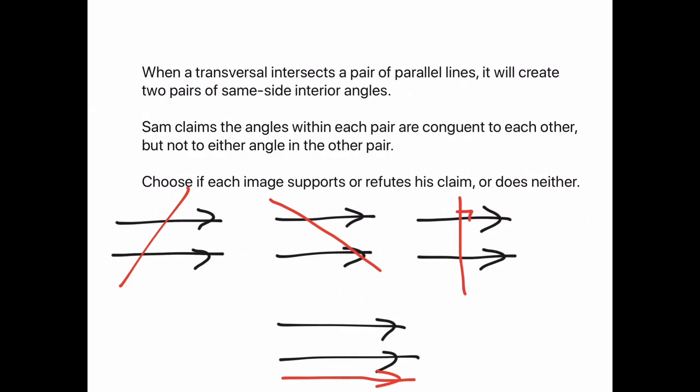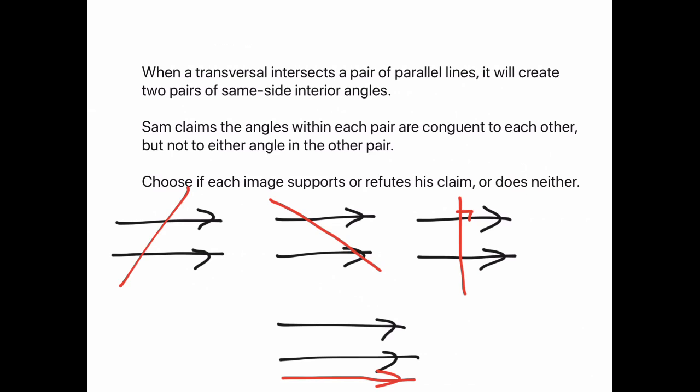For this next question, it says when a transversal intersects a pair of parallel lines, it will create two pairs of same side interior angles. Sam claims the angles within each pair are congruent to each other, but not to either angle in the other pair. So we want to choose if each image supports or refutes his claim, or if it does neither.